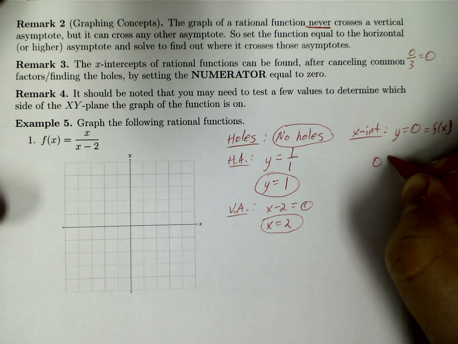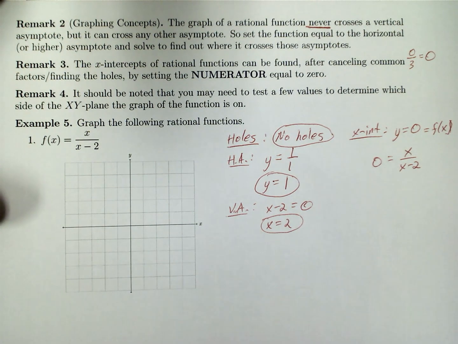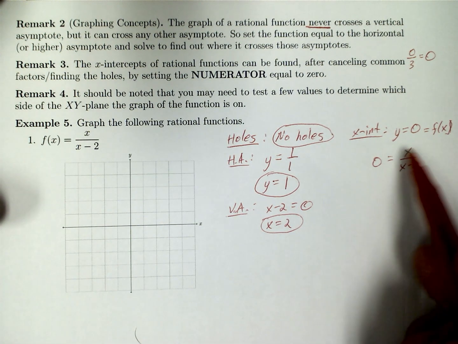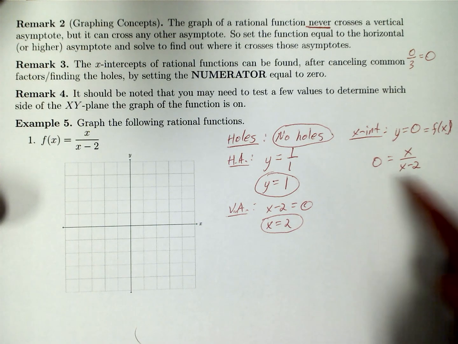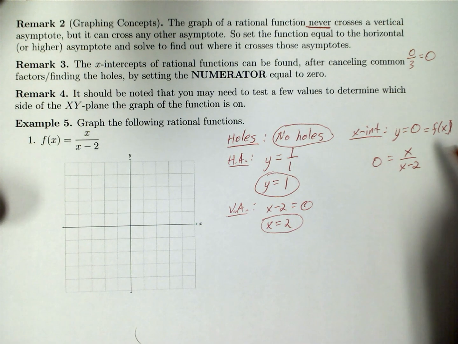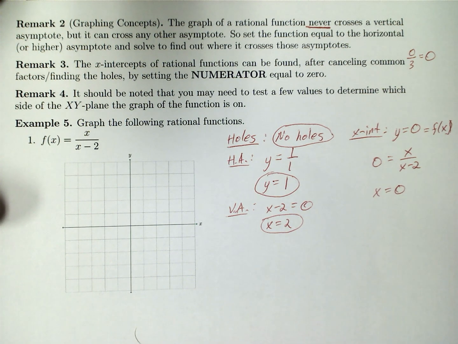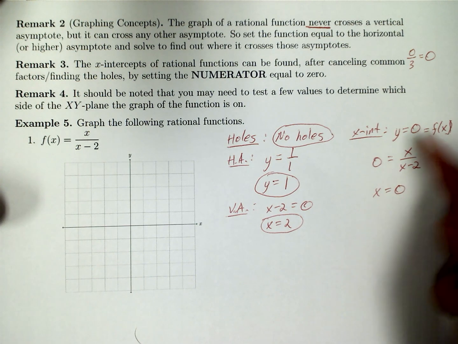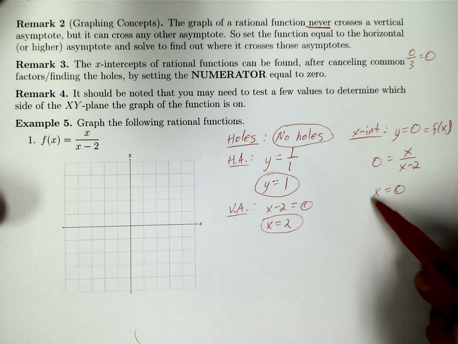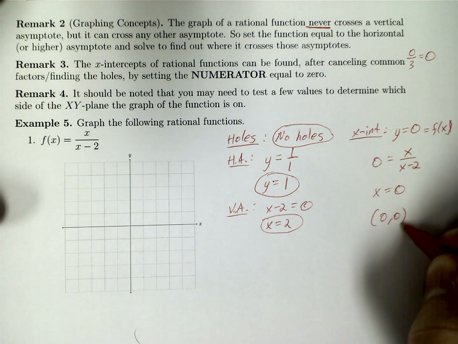So 0 equals x over x minus 2. The only way that this rational equation can equal 0 is if the numerator equals 0. So x equals 0. So what is the intercept? Well, we plugged in 0, and we set the whole thing equal to 0, and we solved for x. So 0 for x, 0 for y.